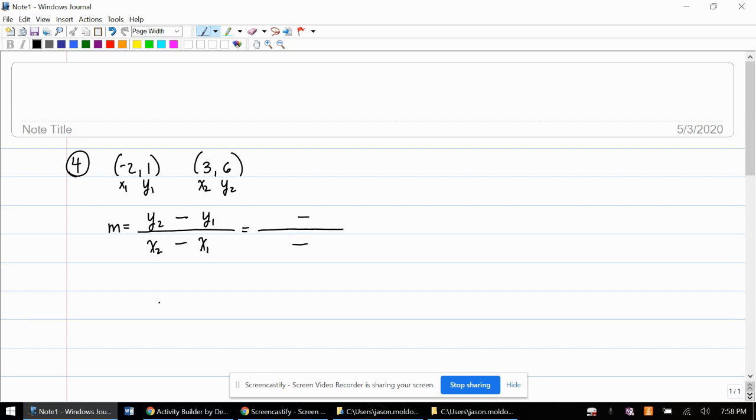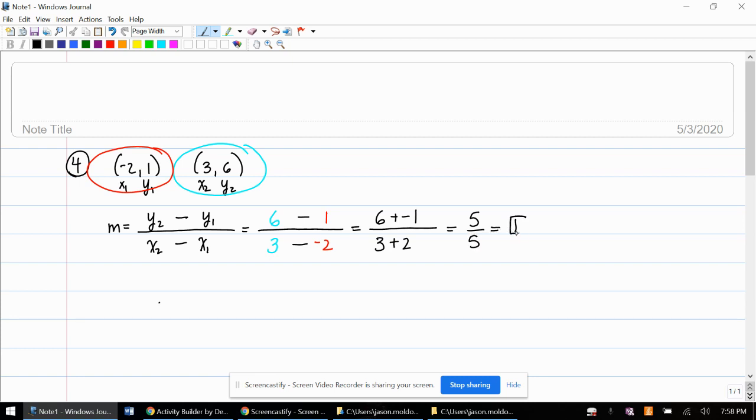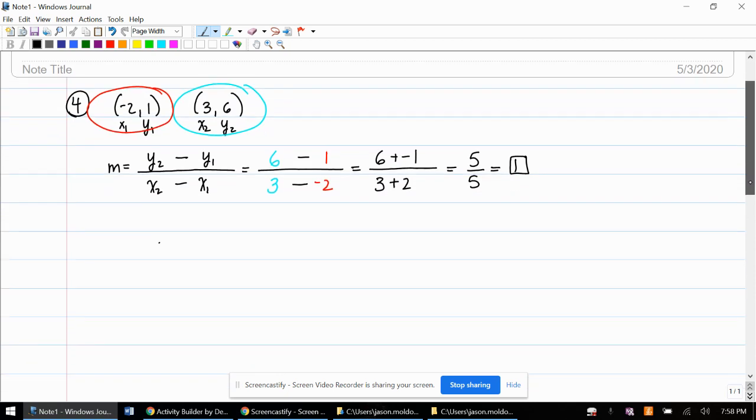Then we're going to set up our slope fraction, and we're going to start to place things. So I'm going to place this point with 6 as the numerator and 3 as the denominator, and this point with 1 as the numerator and -2 as the denominator. Then we're going to do our sign change, which is 6 plus -1 and 3. So leave change, or add its opposite. So 3 plus 2, which gets us 5 over 5, which simplifies down to 1. So that was our first step.